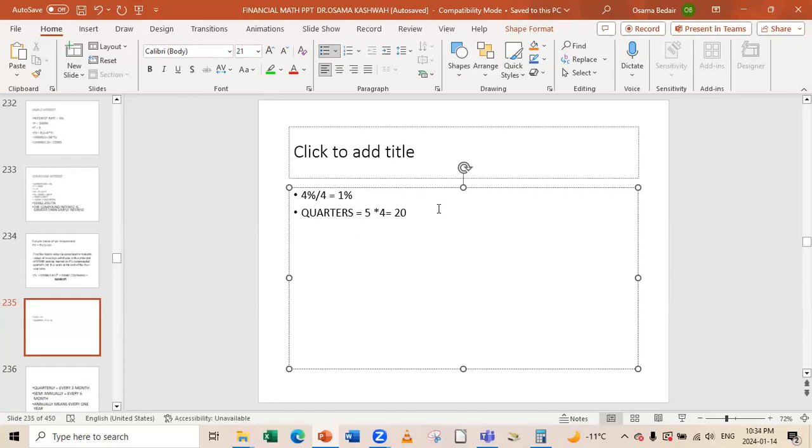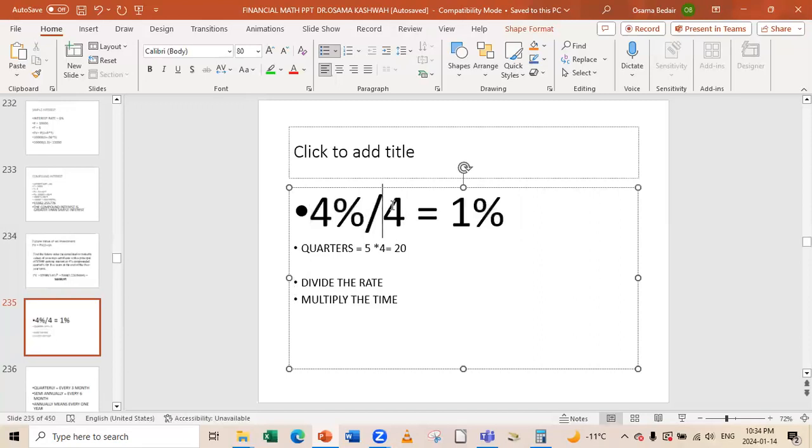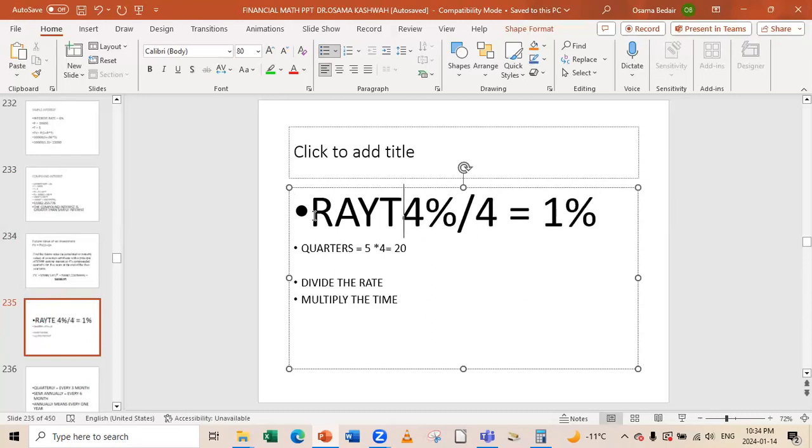So what we always do is divide the rate and multiply the time. That's how it works. We divide the rate here. The rate of 4% means 4% annually for the whole year, but we have to do it for each quarter, because the year has 4 quarters, so 4% divided by 4 will give me 1%. This is for the rate.